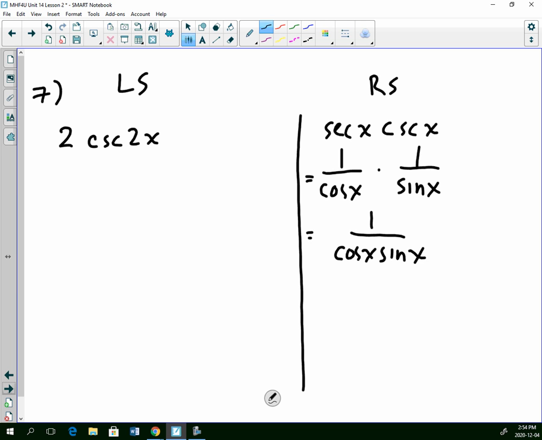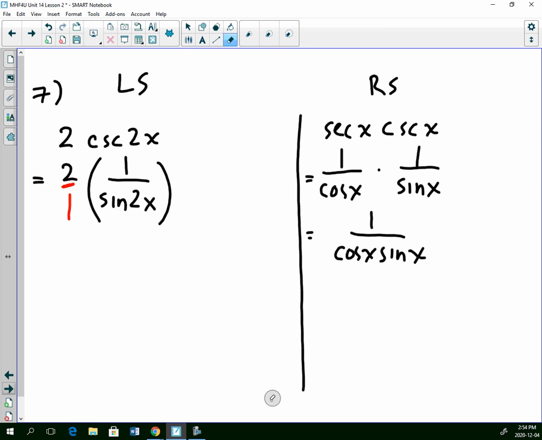What can we do on the left side? Well, cosecant is the reciprocal of sine. So it's 1 over sine 2x. Don't put the 2 on the bottom, and I'm talking about this 2. This 2 is staying where it is, okay? It's 2 over 1. So it's not coming on the bottom with the sine 2x. It stays exactly where it is, because it's not a half, it's 2.